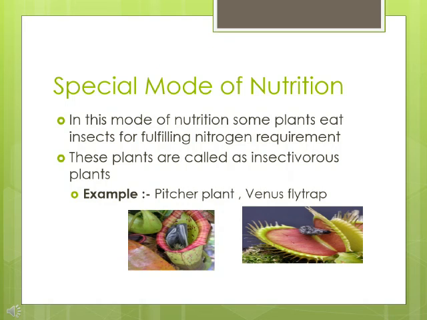Next is special mode of nutrition. In this type of nutrition, plants make their food, but they eat insects for fulfilling their nitrogen requirements. For example, pitcher plant and Venus flytrap. These plants trap the insect and they digest the insect to fulfill their nitrogen requirements.